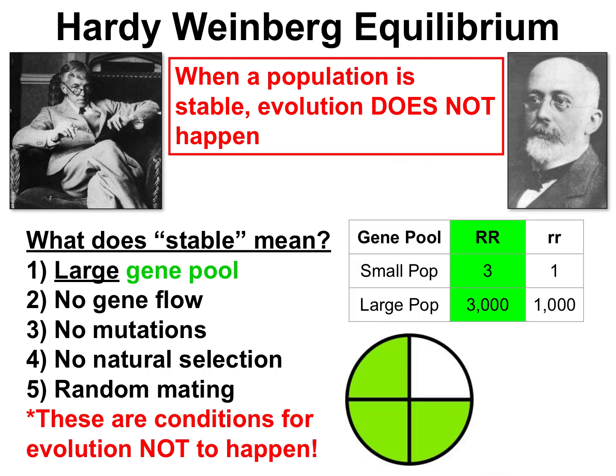So why do we need a large gene pool for a population to be stable? Well, let's imagine 2 gene pools. Now, both gene pools have 75% dominant alleles and 25% recessive alleles. In this small gene pool, there are 3 big R organisms and 1 little r organism. In the large gene pool, there's 3,000 big Rs and 1,000 little r's. Now, what would happen in each population if 1 little r organism died?